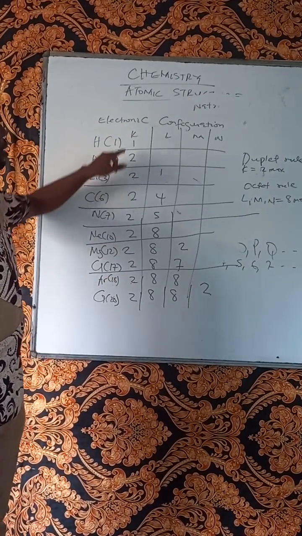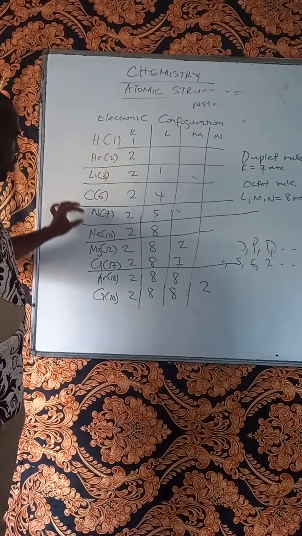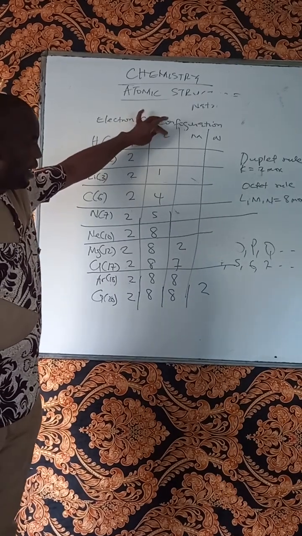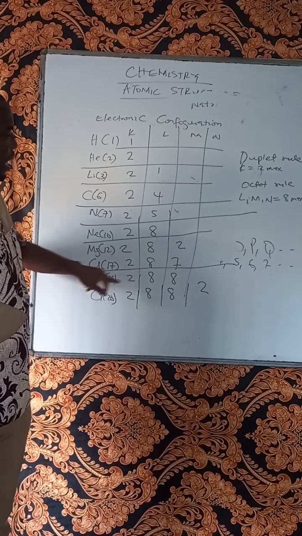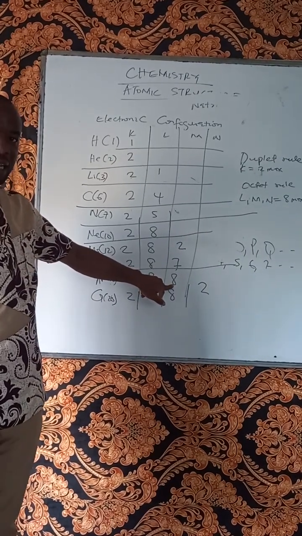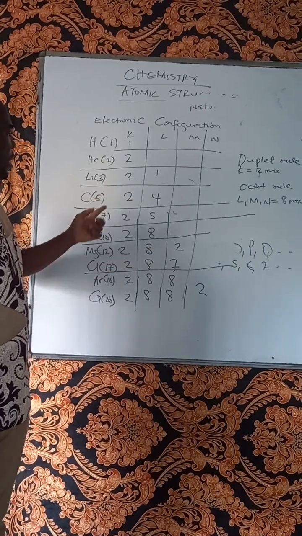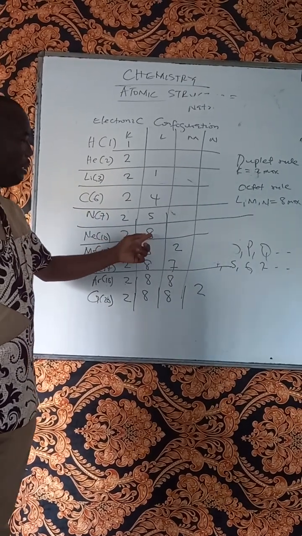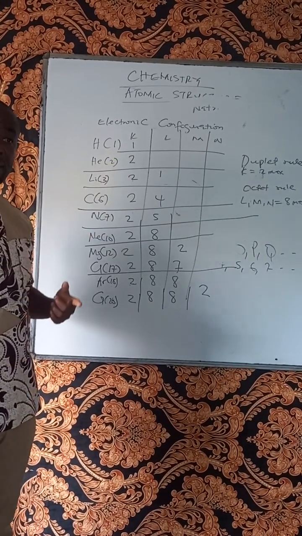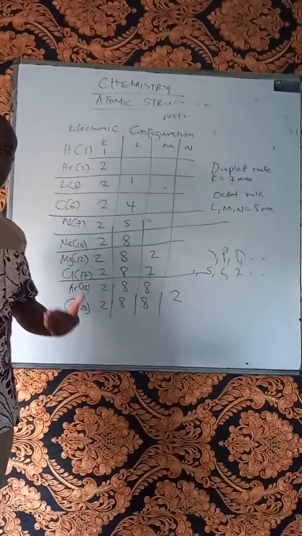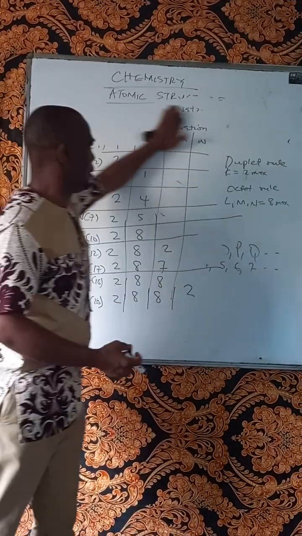Like helium, the K shell is filled up with 2 electrons. Neon, the last shell, the L shell, is filled up with 8 electrons. Argon, the M shell is filled up also with 8 electrons. Therefore, argon and neon, these 2 elements, satisfy the octet state, while helium satisfies the duplet state. These elements are called noble gases, or inert gases.